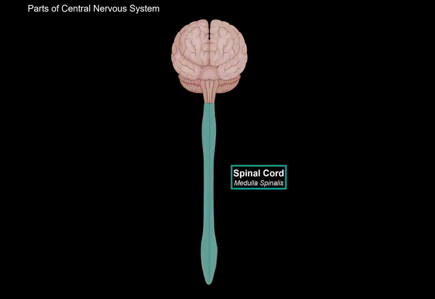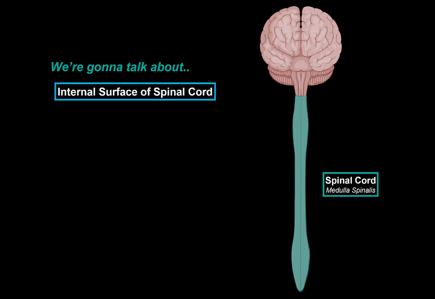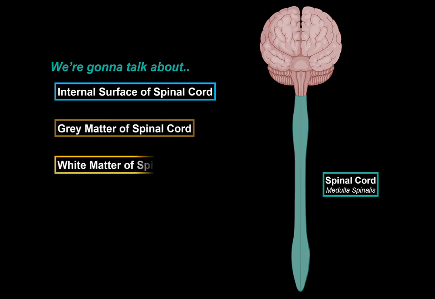So in this video, we're first going to go through the internal surface of the spinal cord and talk about the distribution of white and gray matter within it. Then we will look in detail at the anatomy of the gray matter and the anatomy of the white matter. Then at the end of this video, I've made a quiz which you will hopefully be able to pass based on this video.